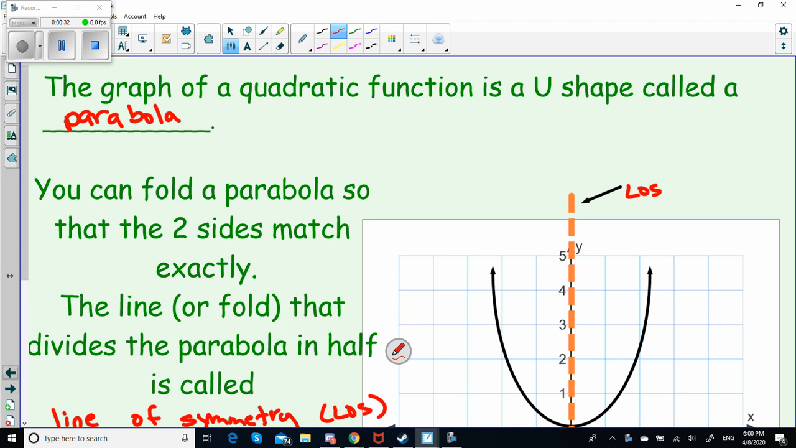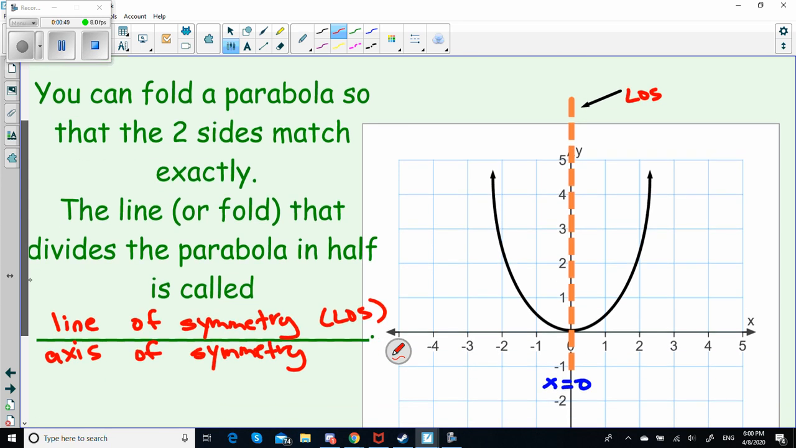So just some general vocab here so you know what I'm talking about. The graph of a quadratic function is a U shape called a parabola. And you can see there's one picture to the right. It's black. And you can fold a parabola. It is a symmetrical shape. That fold line divides the parabola in half exactly, and that is called the line of symmetry or the axis of symmetry. Same thing. I'm going to abbreviate that as LOS.